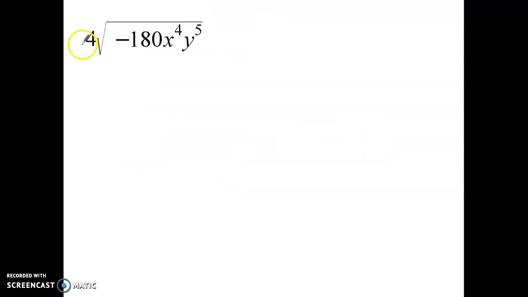Ooh, look at this one. This one has a number on the outside. Let's see how that's going to affect things in the end. All right, first let's focus on this negative. What does that negative mean for my final answer?